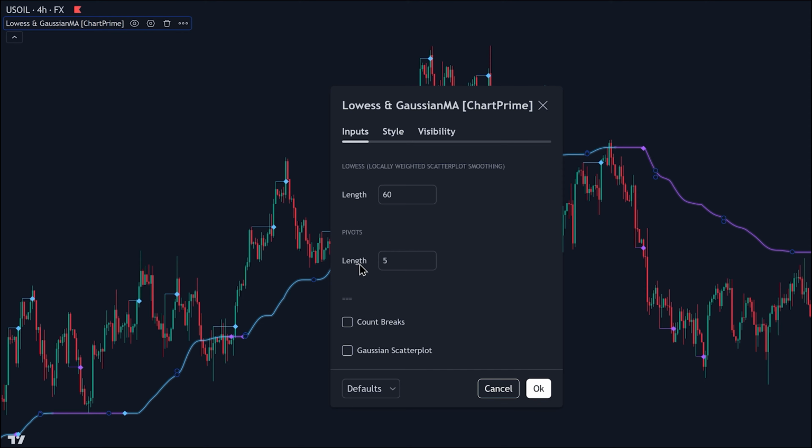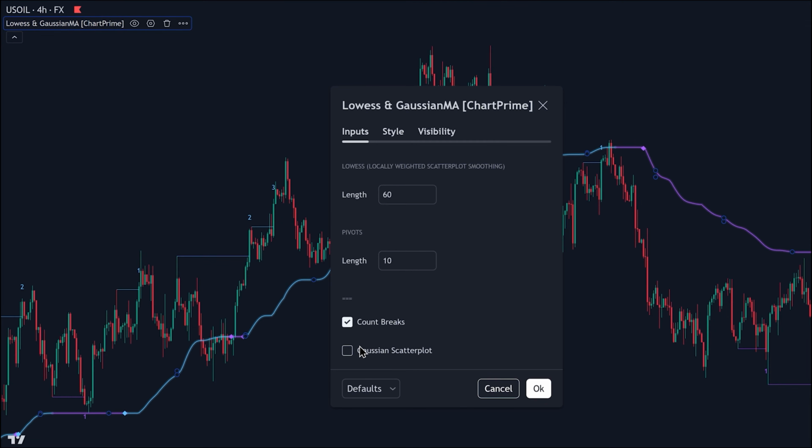Next, we have the pivot length setting. This determines the number of bars used to calculate pivot points. By default, it is set to 5. Adjusting this will either capture more frequent pivots for short-term trades or broaden the view for longer-term market shifts. Moving on to the Count Breaks option, which is disabled by default. Enabling this will show you the number of consecutive breakouts from pivot levels, helping you monitor breakout persistence and strength.